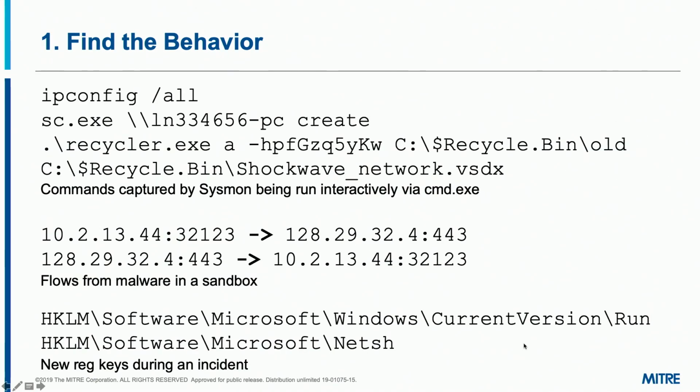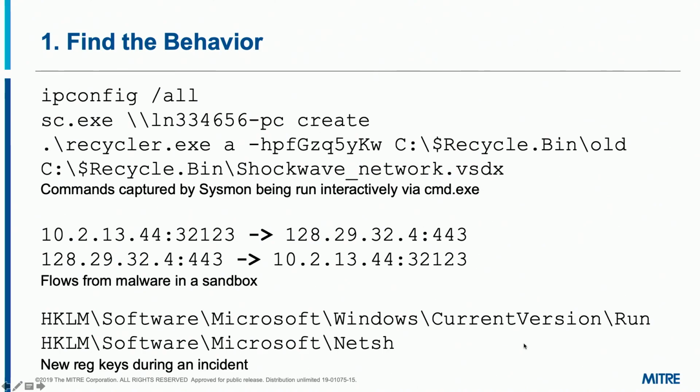So these are a couple of different data types that you might commonly encounter in looking at an incident. First up, we've got a couple of commands that were captured by Sysmon that were seen being run interactively via cmd.exe by an actor. Next, we've got data from a couple of flows. This is from malware being run in a sandbox. And finally, we've got some registry keys that were seen being added during an incident.